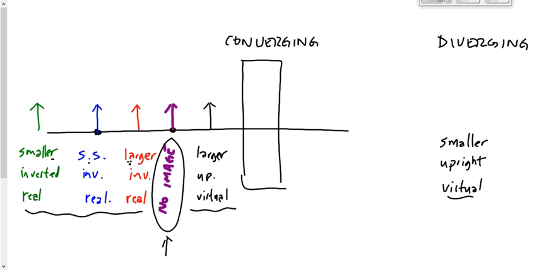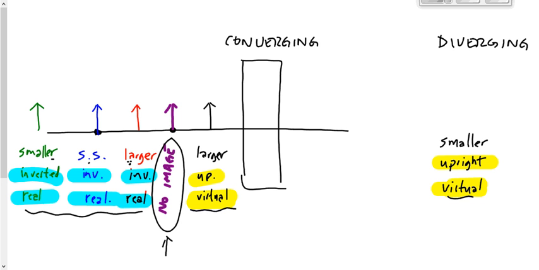A couple other things that I want to point out here. I don't know if you noticed, but if we ever have a virtual image, there's two situations where we have a virtual image, right? Notice that a virtual image is always upright. Whereas a real image, the three situations where we have a real image, the real image is always inverted.